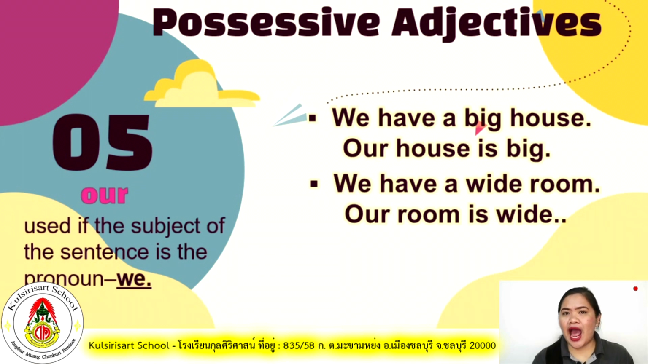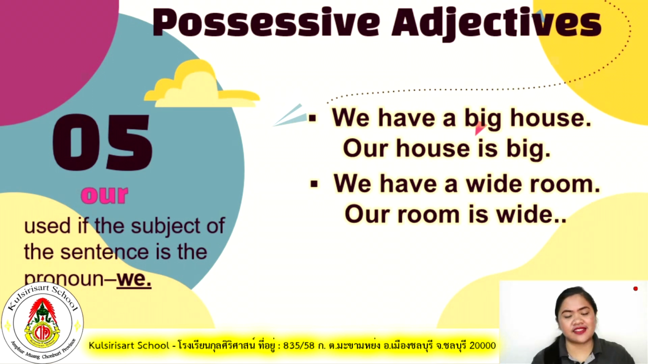So, we have here the examples. We have a big house. And if you're going to use the possessive adjective, it will become our house is big. Our house is big. And here, we have a wide room. What will be the possessive adjective if we are going to use it? Okay, it will become our room is wide. Our room is wide. So, we are finished with the first, second, third, fourth, and fifth. We're down to the last one.